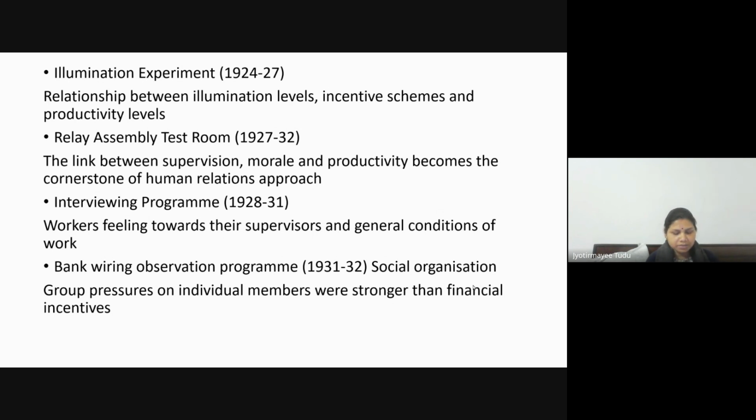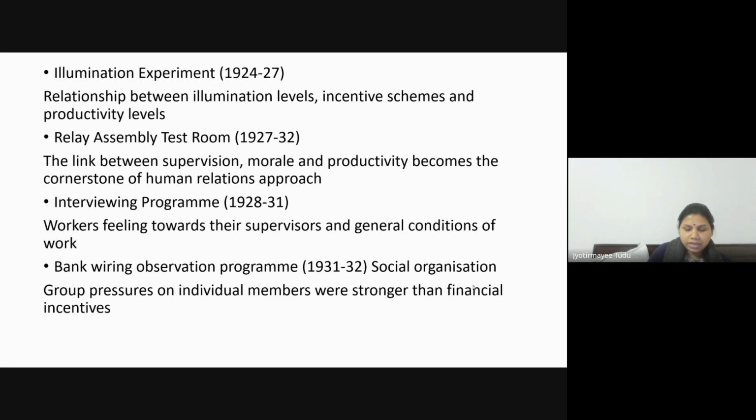So despite the absence of, or variations in, the illumination levels or incentive schemes, the workers in the study group performed well. Their productivity continued to be good. So they came to the conclusion that there is no necessary relationship between illumination levels, incentive schemes, and productivity levels. Then another test was subsequently conducted in the form of the relay assembly test room.